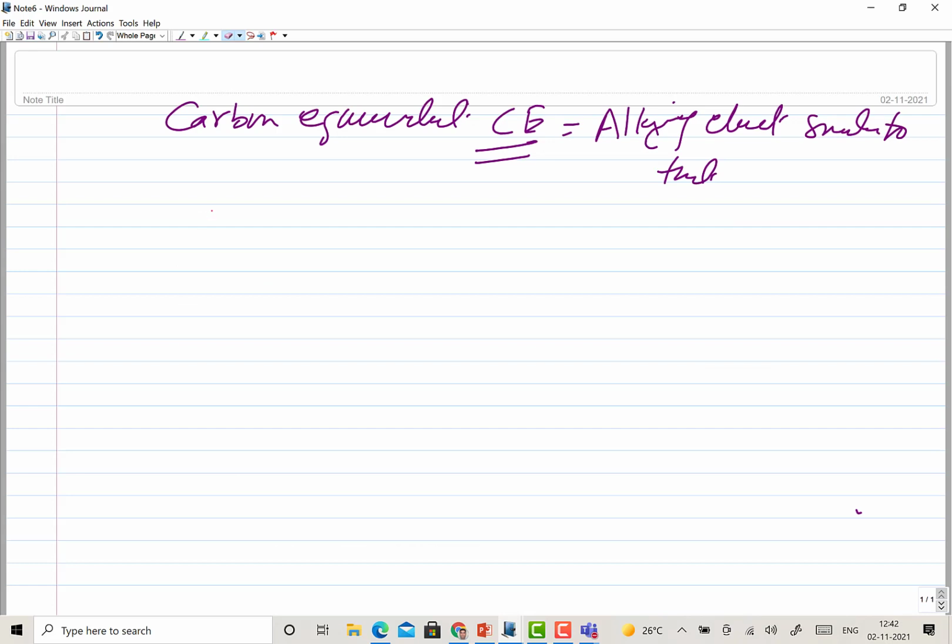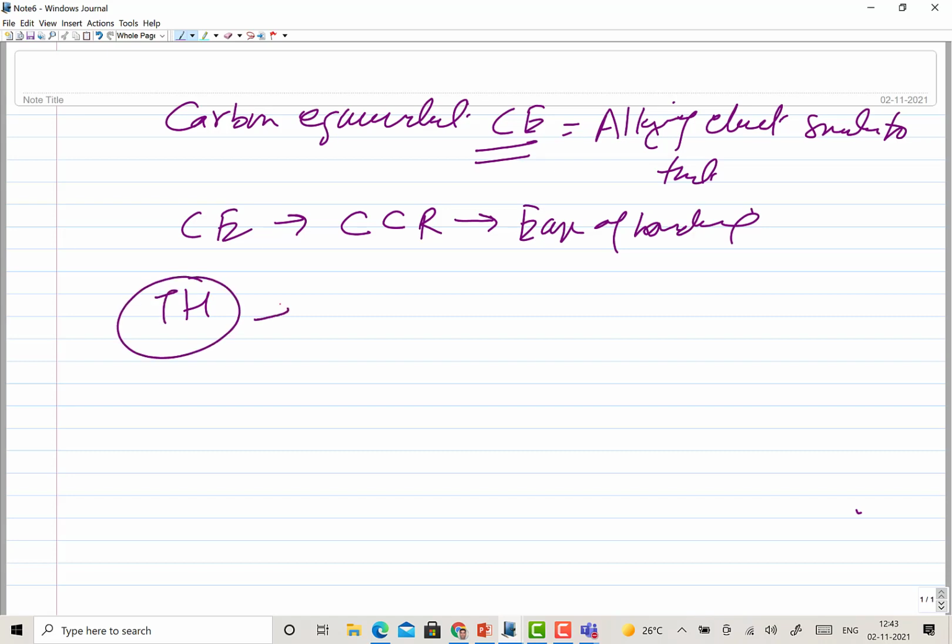The carbon equivalent affects the critical cooling rate, and the critical cooling rate is used as an indicator of the ease of hardening. So this is one side, where the hardenability, or the ability to get transformation hardened, is composition dependent. This is just one aspect.